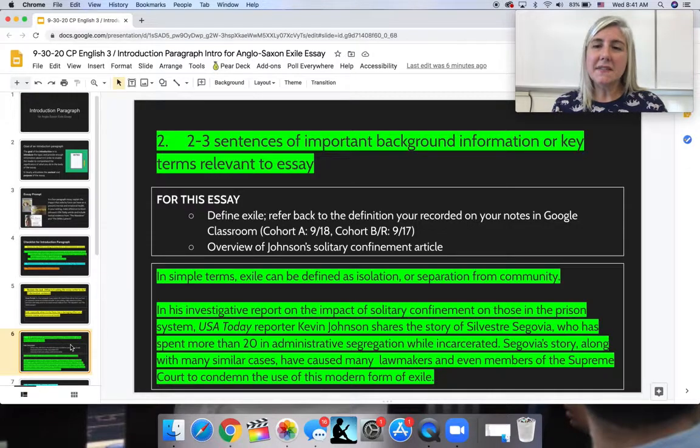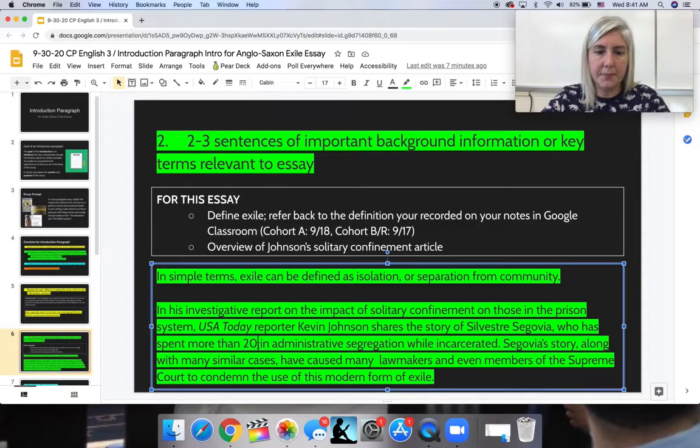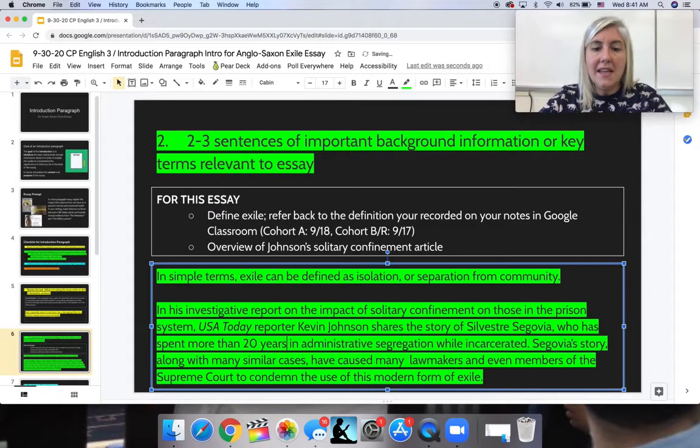I also need to give some context or overview of that article. So I did that in 2 sentences. Here's what it sounds like. In his investigative report on the impact of solitary confinement on those in the prison system, USA Today writer Kevin Johnson shares the story of Sylvester Segovia, who has spent more than 20 years in administrative segregation, that was another term for solitary confinement from the report, while incarcerated.